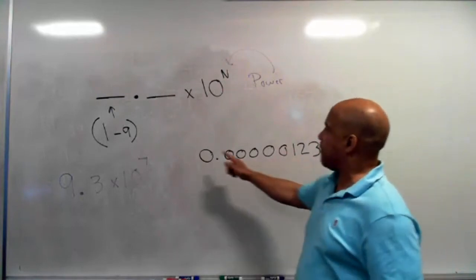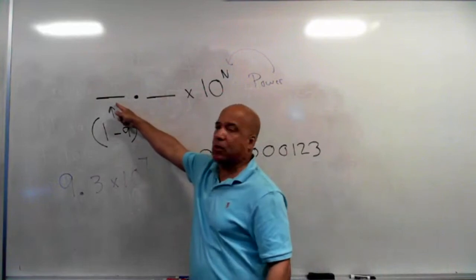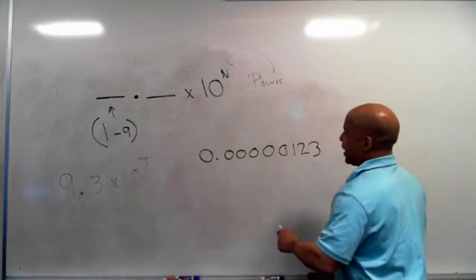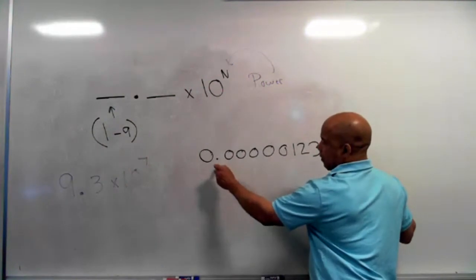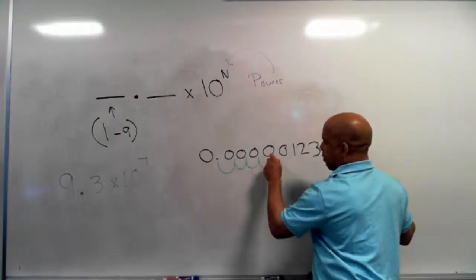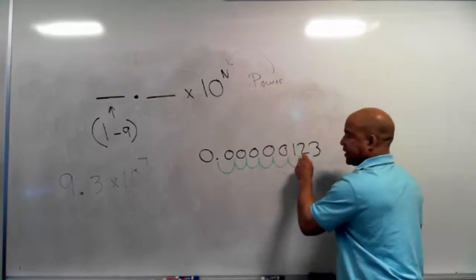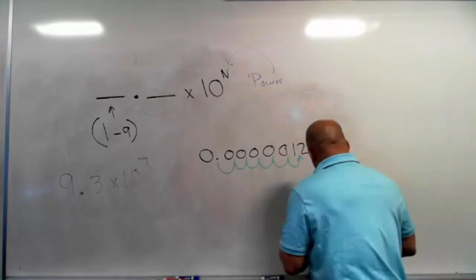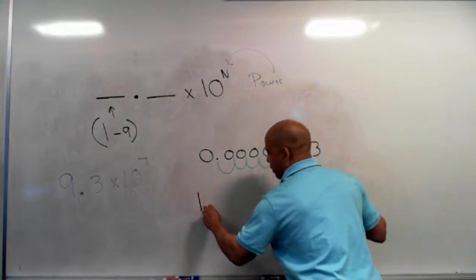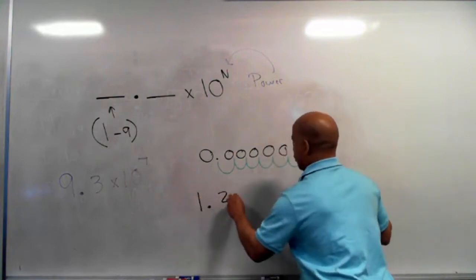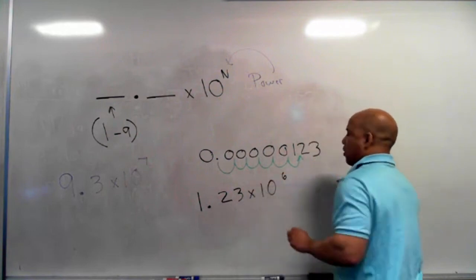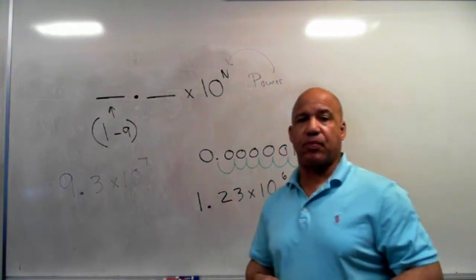So I have one place to the left of the decimal. That's the symbols or digits 1 through 9. So I'm going to move it and count the number of times I move that decimal. I'm going to move it over 1, 2, 3, 4, 5, 6. I move it over 6 times. That means my number is going to be 1.23 times 10 to the, I have to move that decimal over 6 places, 6 times.